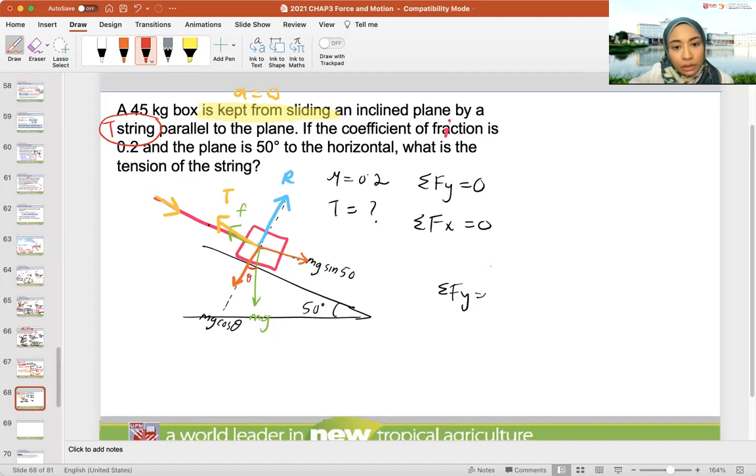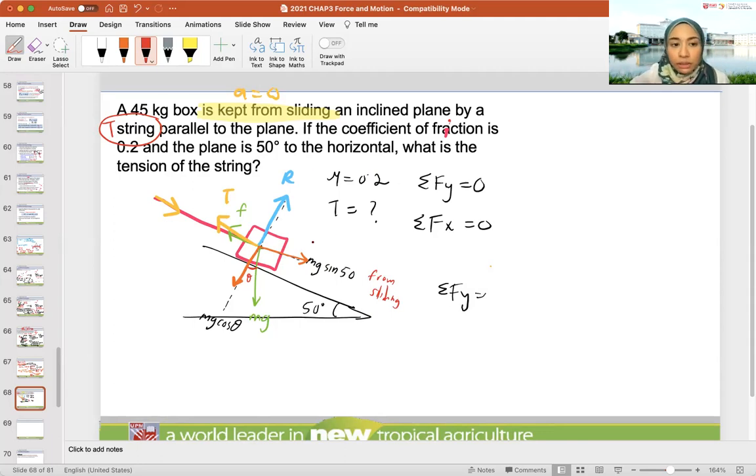And then we are assuming that our box has the tendency of motion to the right. Therefore, we will have a friction opposing that motion. And then we also have a string opposing that motion. So sekarang ni kita ada friction and also tension to prevent this box from sliding down. Kita ada dua lah. Satu friction, permukaan tu bagi dia tak menggelongsor. Satu lagi ada tali yang tahan dia daripada menggelongsor.